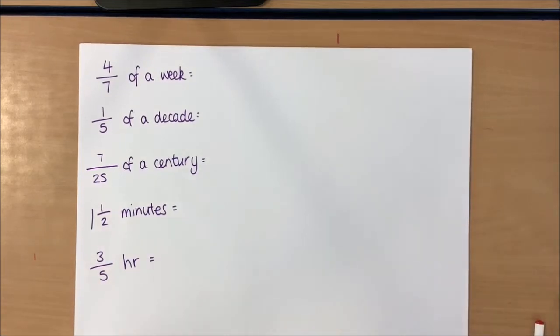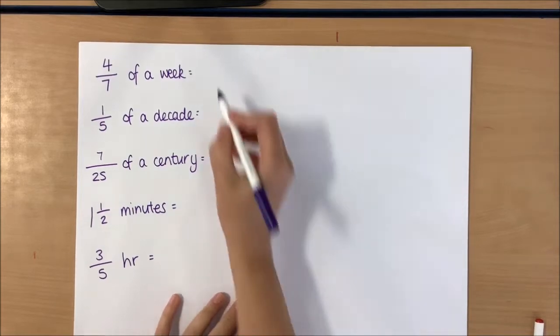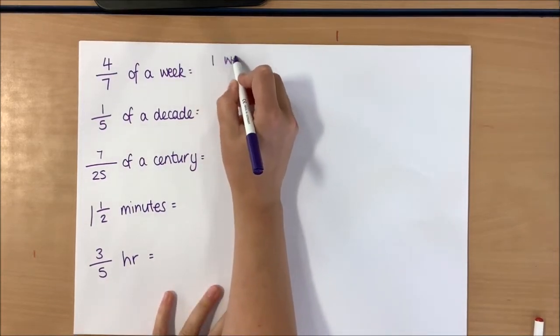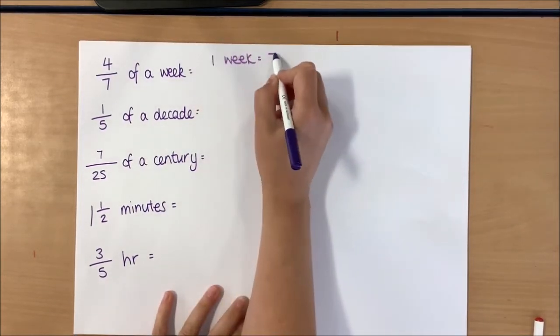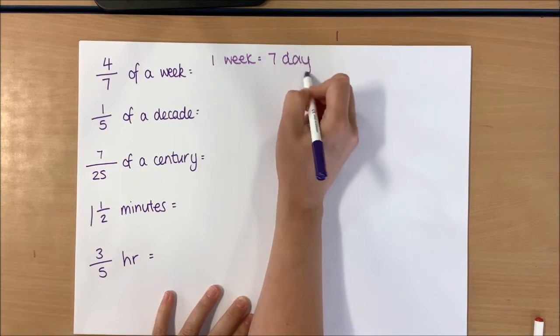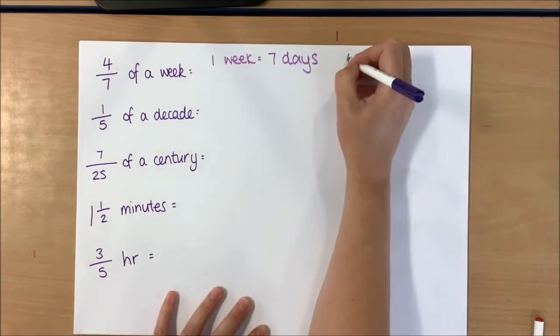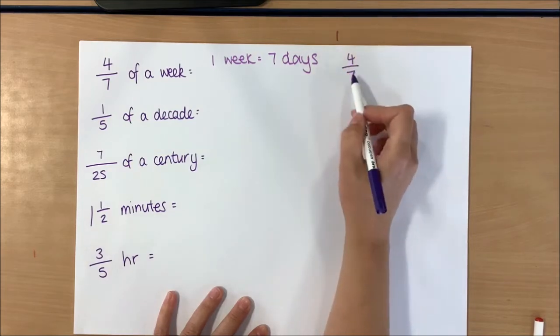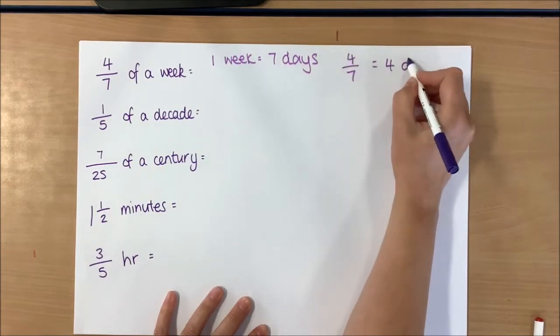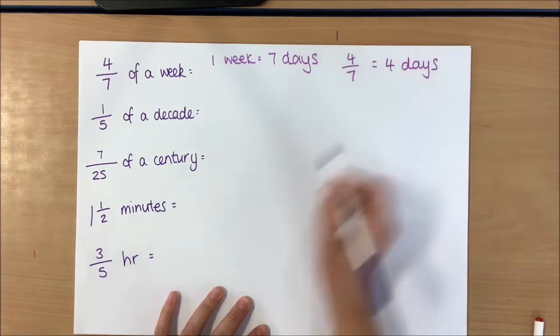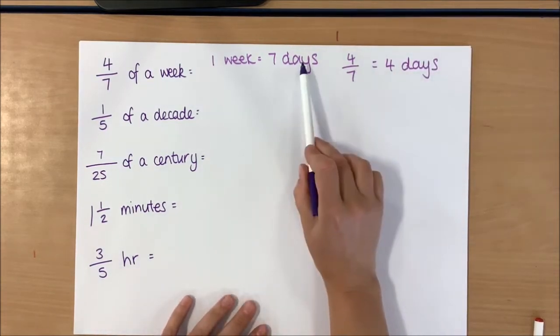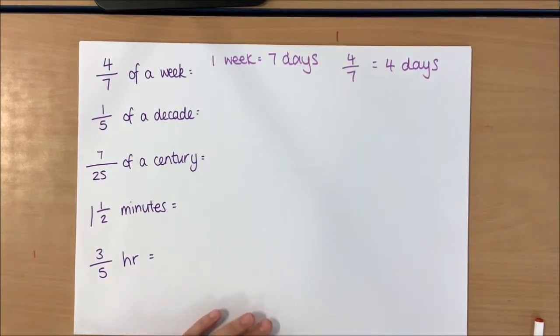So 4/7 of a week is how many days? Well, first of all, we want to know what 1 is. So that was given to us in the last examples, but this time we need to know it. So 1 week is 7 days. So 4/7 is 4 out of 7. So 4/7 of a week is 4 days. That was quite straightforward. Our denominator was already 7. It was a quite straightforward transfer from weeks to days.